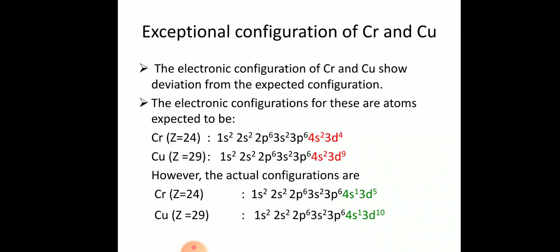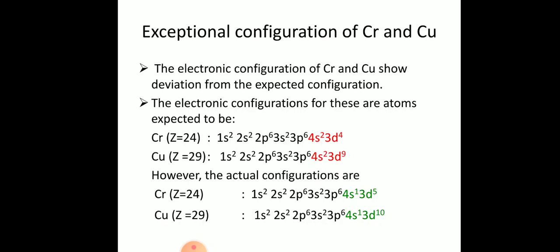the electronic configuration for chromium with atomic number 24, you have written as 1s2, 2s2, 2p6, 3s2, 3p6, 4s2, 3d4. This is according to our normal order of writing electronic configuration. And for copper with atomic number 29, we have written 1s2, 2s2, 2p6, 3s2, 3p6, 4s2, 3d9. So these two electronic configurations you have written, but both of them are incorrect.